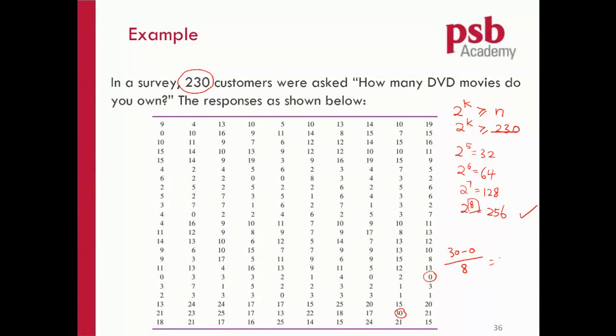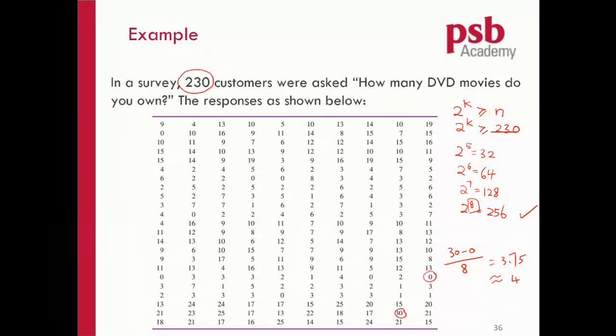You get 3.75. Okay, again, 3.75 is not a good size. It's not a good width because it's very difficult to manage. So find the nearest number which is bigger than that. Whole number 4. So that means we're going to have a class width of 4 with 8 classes.